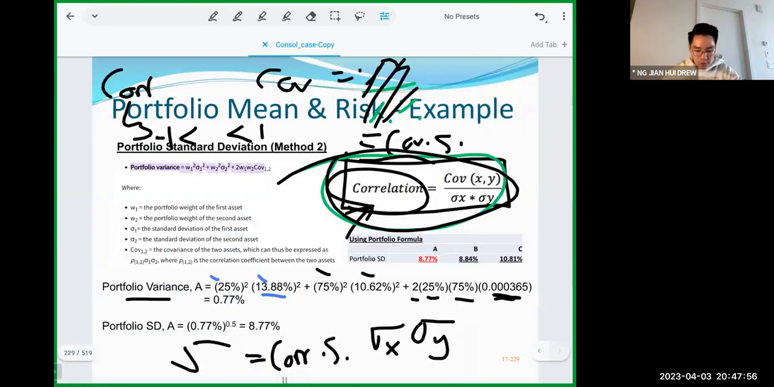Okay, so before I move on, we have seen two methods. The first method I call the statistical method. The second method is the finance method. Why do I say that? The finance method would make more sense to you, because just now we were talking about risk diversification.